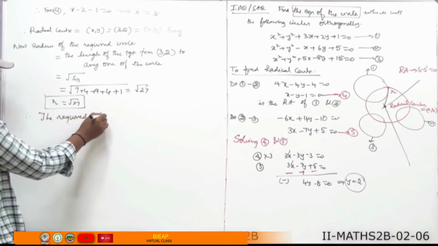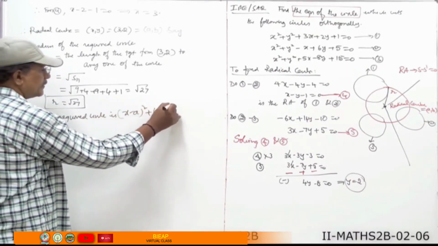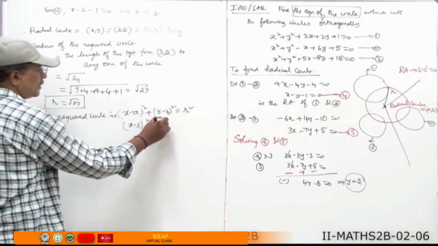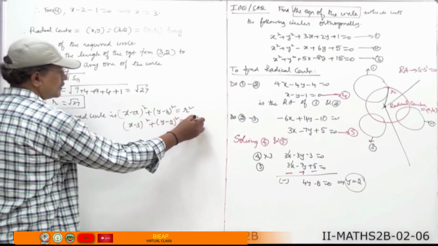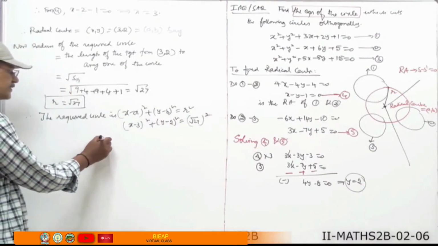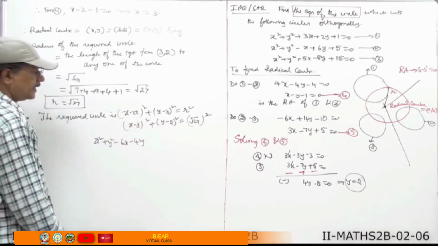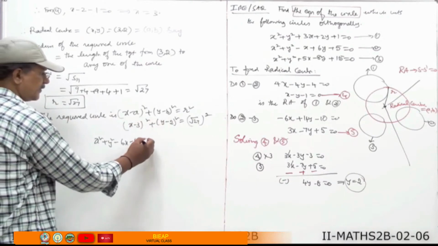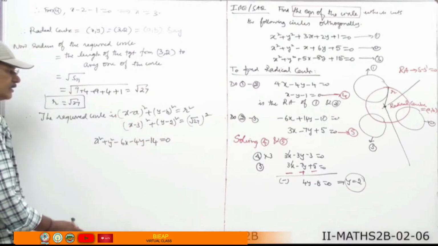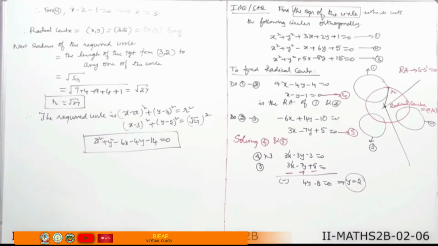Therefore, the required circle is x minus a whole square plus y minus b whole square is equal to r square. So x minus 3 whole square plus y minus 2 whole square is root 27 whole square. Now simplify it. x square plus y square minus 6x minus 4y, 9 plus 4, 13, 13 minus 27, that is minus 14 equal to 0. So this is the required circle which cuts the given three circles orthogonally.